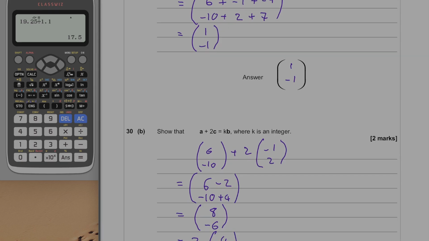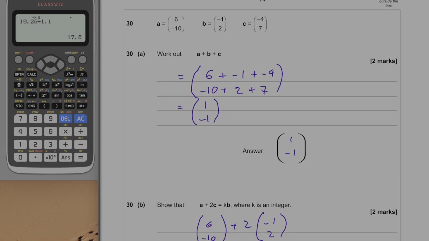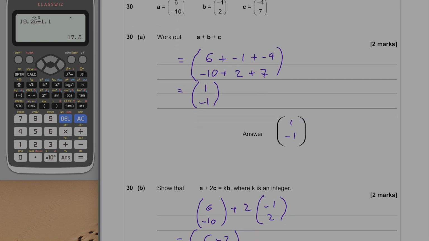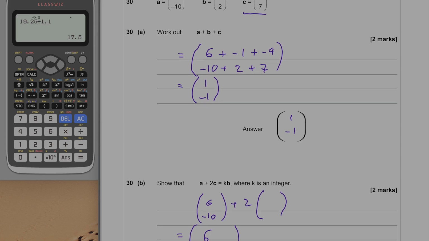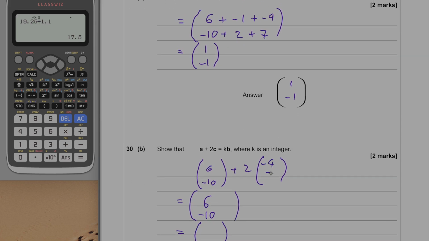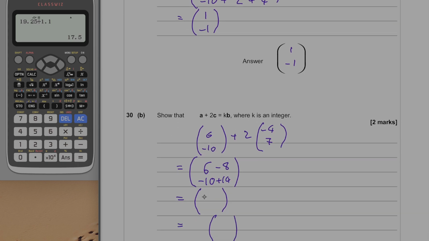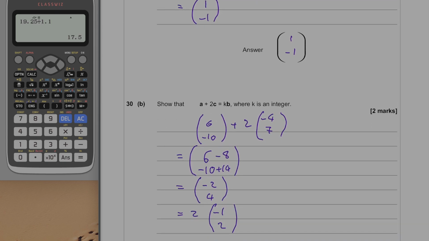No, it's not. So I've made a mistake somewhere. Let's check where I've made my mistake. There we go. I've used B instead of C. So let's correct that. So C was (-4, 7). 2 lots of that would be -8, and then +14, which would give me (-2, 4), which would be 2 lots of (-1, 2), and hopefully C is (-1, 2), which it is. There we go.